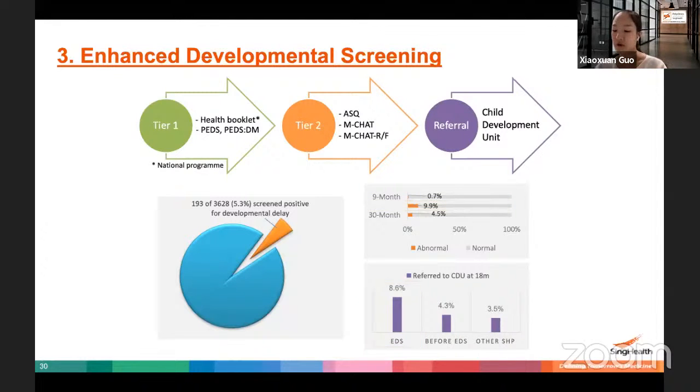Our program continues to evolve as new data emerges. For example, we added in new questions at the 18-month touchpoint to improve on the screening for language delay, while on the other hand, we removed the 9-month touchpoint as the yield was found to be very low.